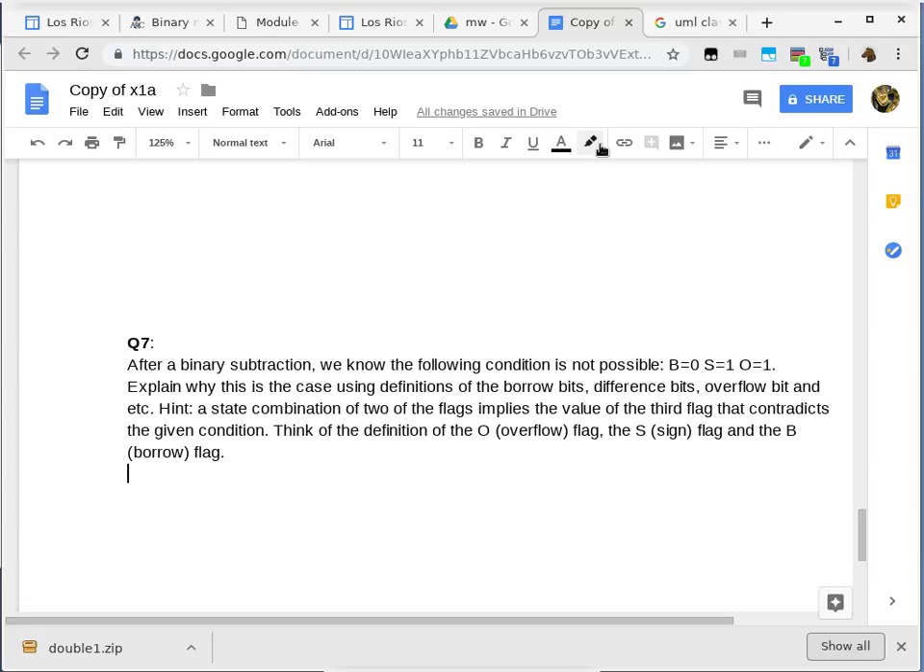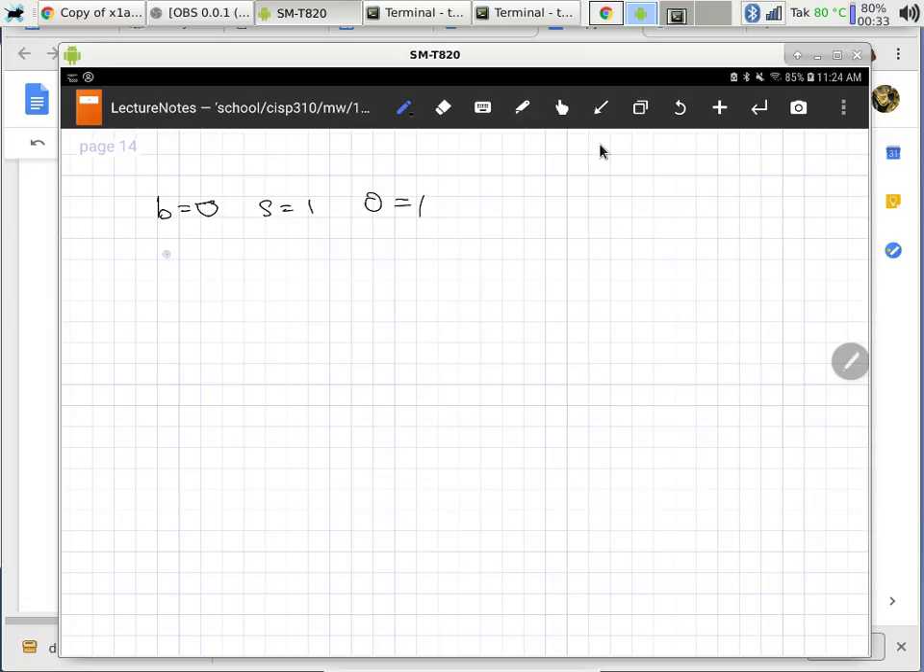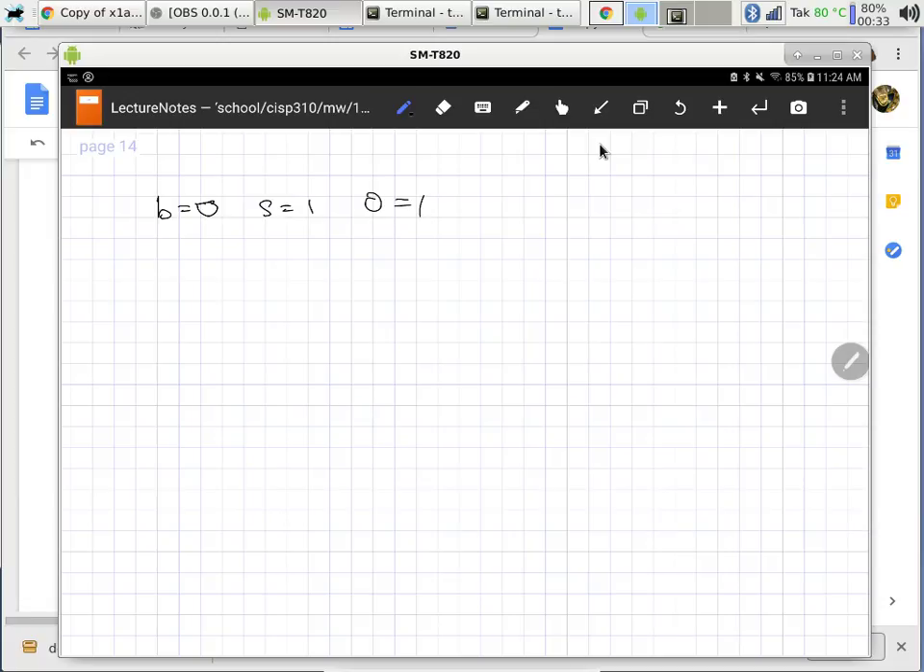All right, so I'm going to answer this question. Let me set up the tablet so that I have the question itself. Borrow is 0, sign is 1, overflow is 1. Okay. So the first thing is to write down the definitions. What is the borrow flag? Did I mention it's a 3-bit by 3-bit? Nope. So if it doesn't say it's a 3-bit thing, then you just have to say the most significant bit.